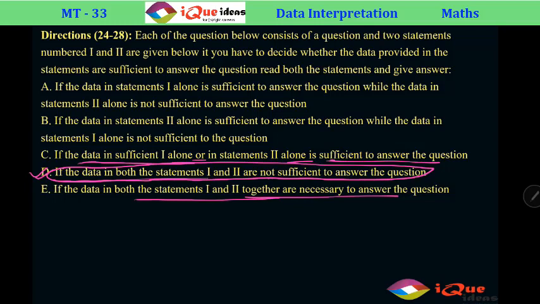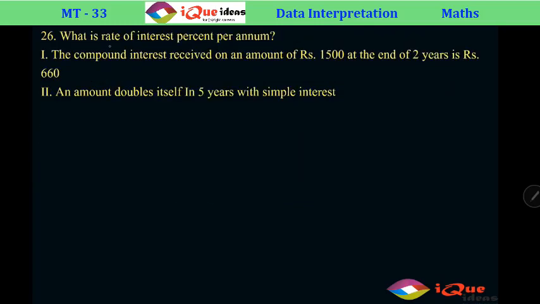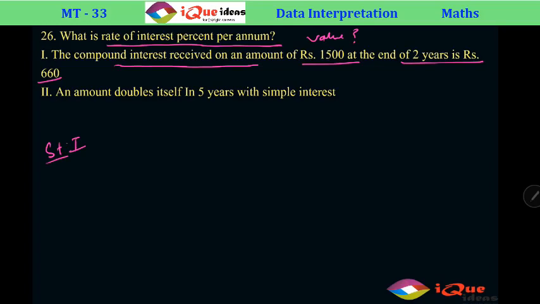Now let's take up the next one. This question says, what is the rate of interest per annum? Percent per annum. The compound interest received on an amount of 1500 at the end of 2 years is 660. Right, the compound interest value. So let's take up the first statement. We need a value, so we have to get a unique value. Statement 1, what does it say? It says compound interest value is equal to 660.